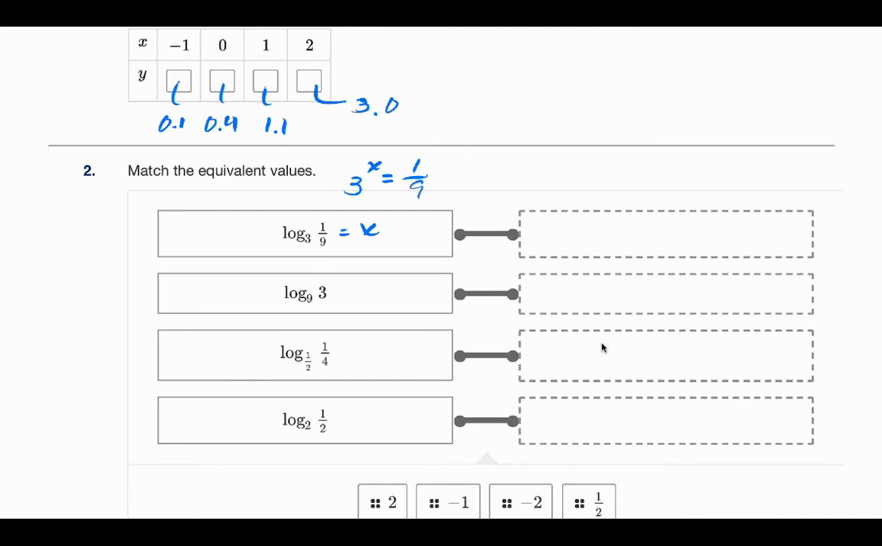Now we're going to have to play around with that just a little bit. We have 3 raised to the x power, so on the other side we're going to want 3 also. We know that 9 is 3 squared, but we can also write 1/9 as 3 raised to the -2 power. Now that we have the same base on both sides, we can state that our exponents are going to be the same. So our x will equal -2 on this first one. So we're going to bring that in.